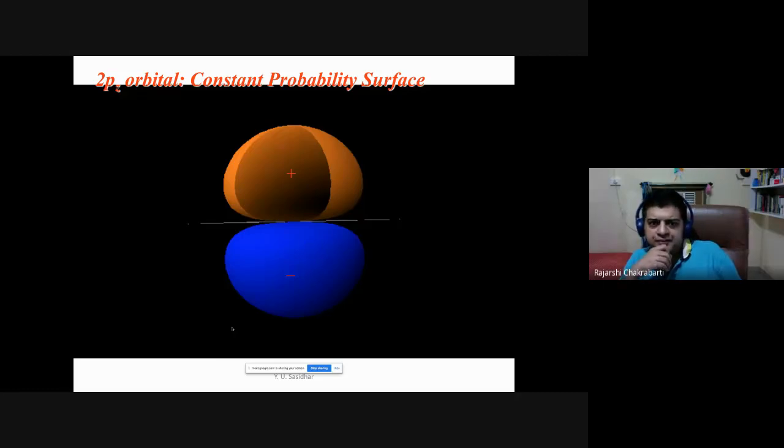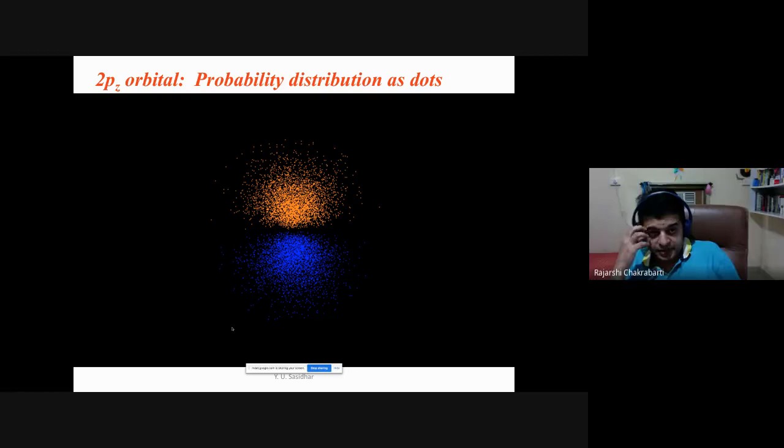And this is called a constant probability surface. This is called a surface plot. This is like plus and minus. I can show it like this.